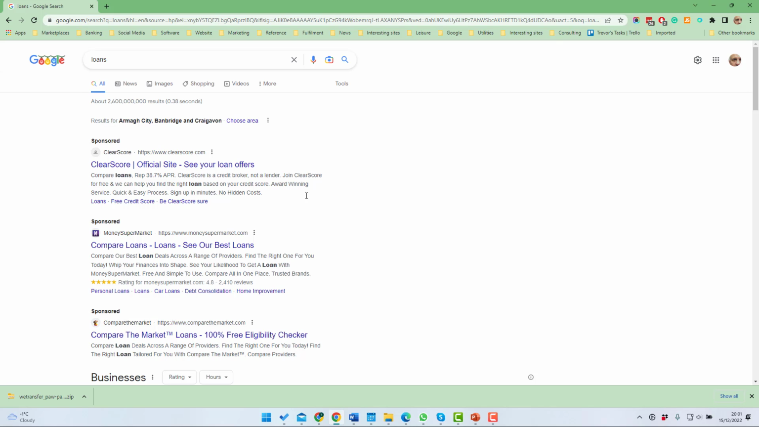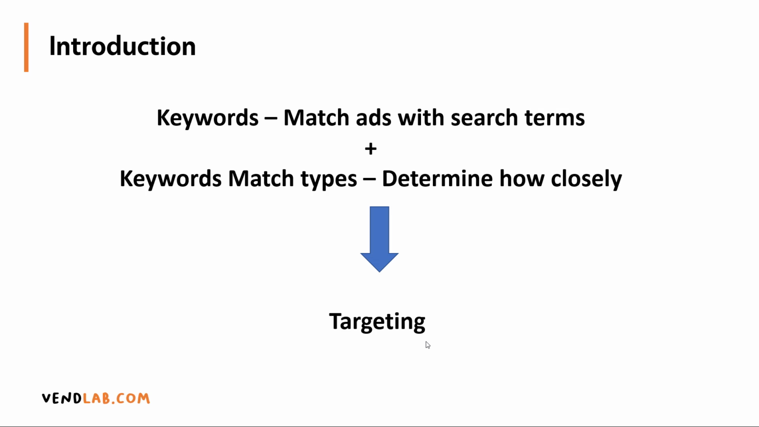The relation between these keyword targets and the search that the user makes is determined by the keyword matching types that the advertiser specifies. Keywords are words or phrases used to match ads with the terms for which people are searching. The keyword match type determines how closely the keyword must match with the user's search, so that the ad can be included in the auction.